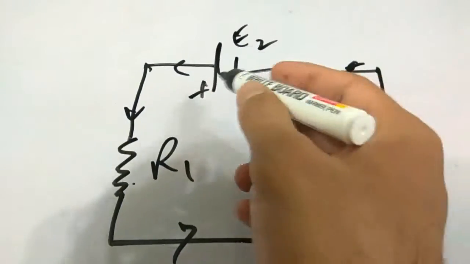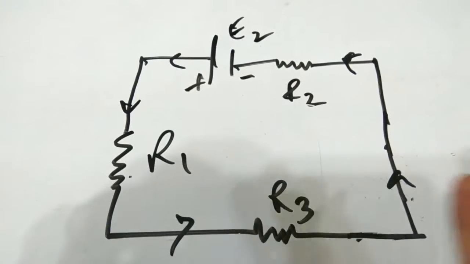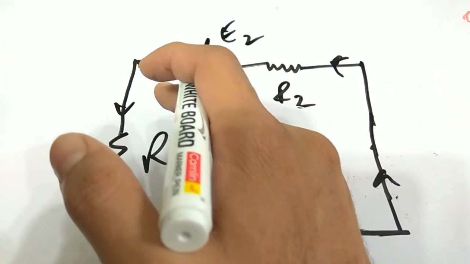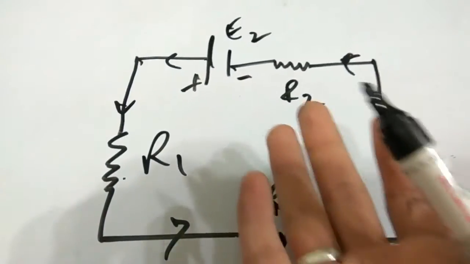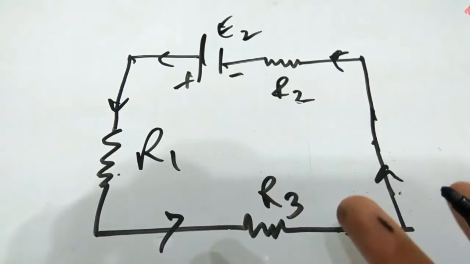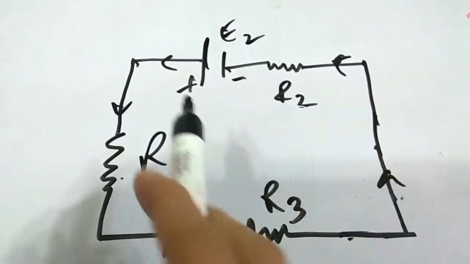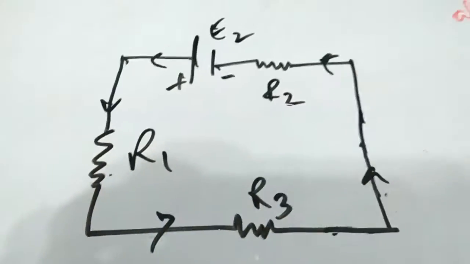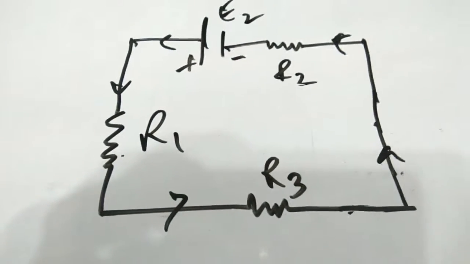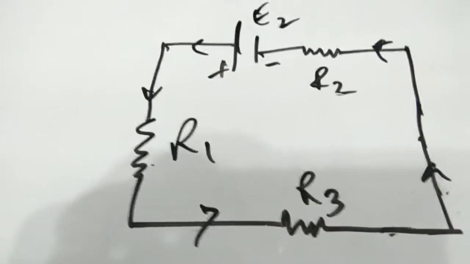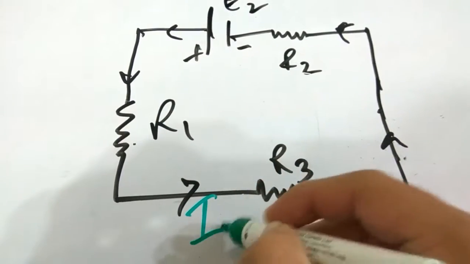Again, for the EMFs, if we go from the negative side to the positive side, the EMF is taken as positive. And if you go from the positive side to the negative side, it is taken as negative. Now, first we'll write it with the signs. So it's very clear. The current flowing in the circuit is I.